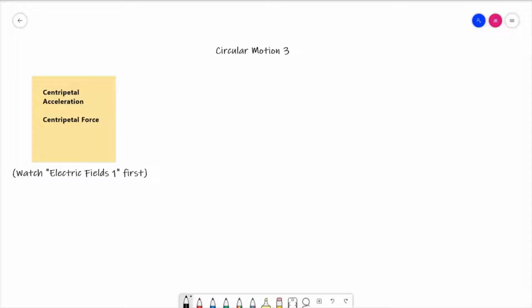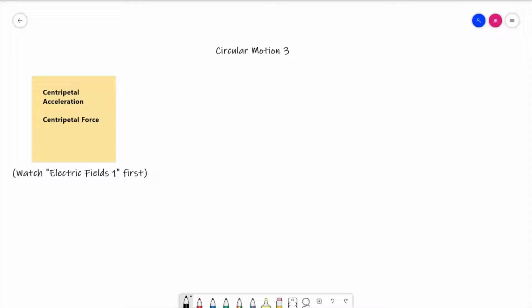Now just a quick note, if you haven't already watched Electric Fields Lesson 1, please go away and watch that lesson first, because some of the theory that we've used in that lesson we're going to be bringing over to this lesson here. If you haven't watched Electric Fields 1, then later on in the lesson you're going to struggle to understand exactly what we're doing.